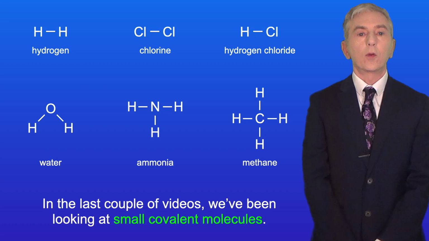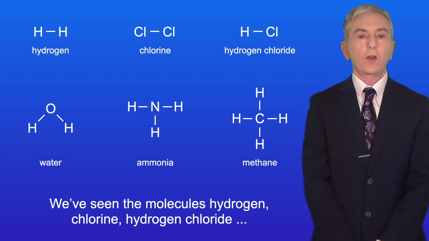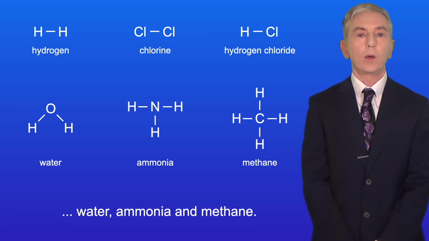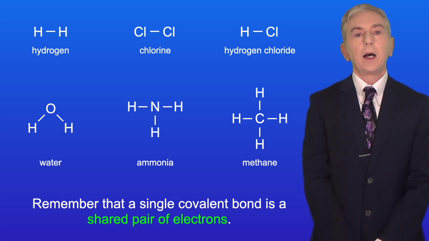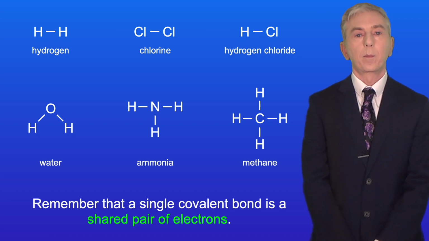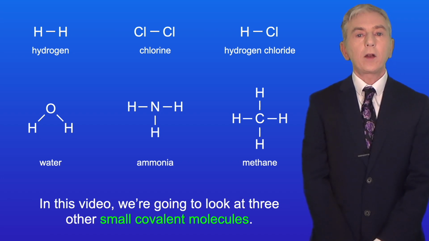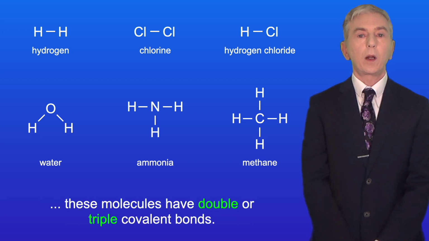In the last couple of videos, we've been looking at small covalent molecules. We've seen the molecules hydrogen, chlorine, hydrogen chloride, water, ammonia, and methane. Now, all of these molecules have single covalent bonds, and remember that a single covalent bond is a shared pair of electrons. In this video, we're going to look at three other small covalent molecules. However, as you'll see, these molecules have double or triple covalent bonds.